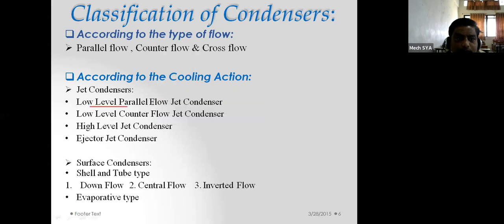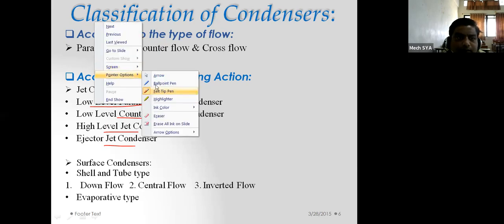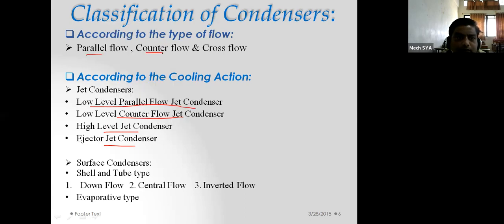Low level counter flow is there. Then low level parallel flow, high level jet condenser and ejector jet condenser. According to direction, in parallel flow, both the steam and the cooling water are flowing in the same direction. Any type of condenser with that is parallel flow. Counter flow is if cooling water and exhaust steam are flowing in the opposite direction.